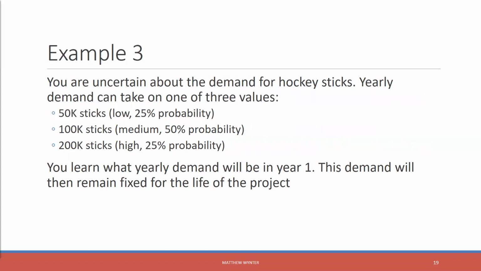We have 3 states of the world. We have one state of the world in which the demand for hockey sticks is low. So we're only going to be able to sell 50,000 hockey sticks with a probability of 25%. We have a medium state of the world where we sell 100,000 hockey sticks. That's going to occur with a probability of 50%. We have a high state of the world where the demand is high and we sell 200,000 hockey sticks with a probability of 25%. You'll learn what the yearly demand will be in year 1, and this demand will remain fixed for the life of the project.